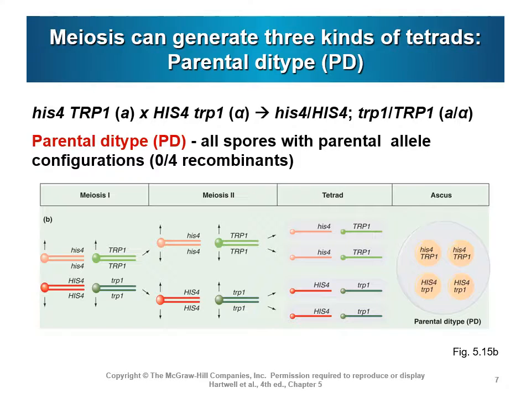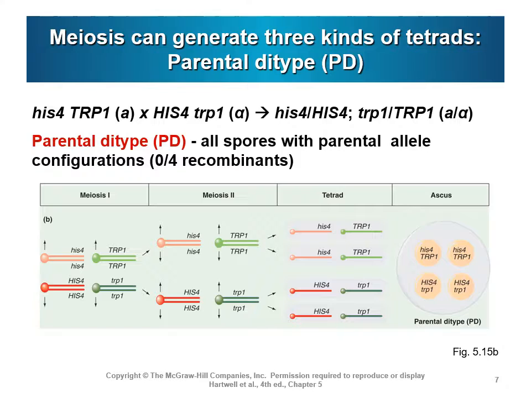Okay, let's go deeper inside this example and talk about three kinds of tetrads that meiosis can generate. One is the parental ditype. Here is the same example: recessive histidine 4 and dominant tryptophan 1 as A, and histidine 4 dominant and tryptophan 1 recessive as alpha, and we are looking at them as the parental haploid cells and what happens next.